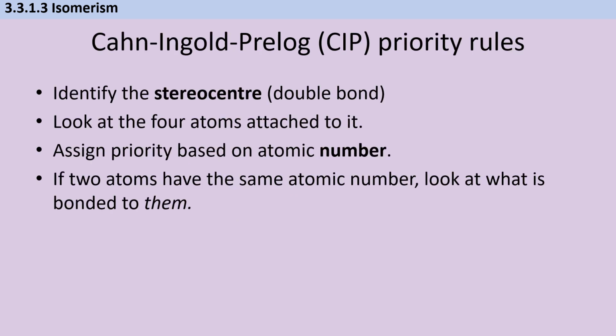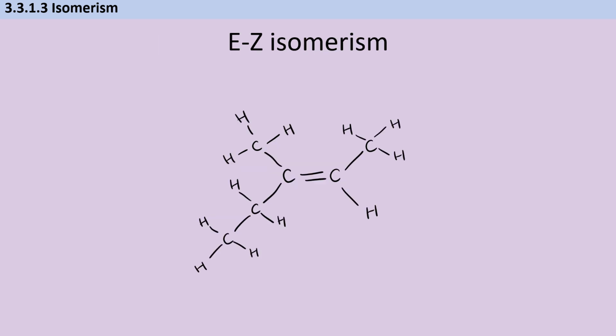Now, it's never that simple, is it? And particularly when you're looking at quite complicated hydrocarbon molecules, it's entirely feasible that all four of those atoms that are bonded to that stereocenter may be carbon atoms. So in that case, you then need to look at what is bonded to them, and we go one layer further out. So if we look at this molecule here, again, we can see that our carbon-carbon double bond is the stereocenter. And then on the right-hand side, we've got carbon is 6 and hydrogen is 1. But on the left-hand side, we've got carbon is 6 and carbon is 6.